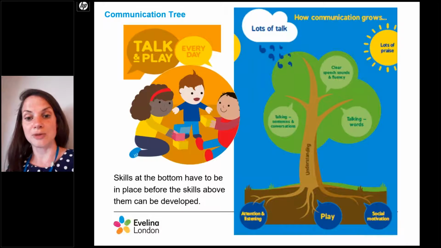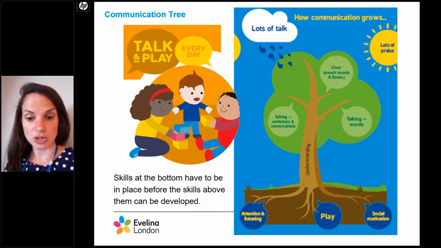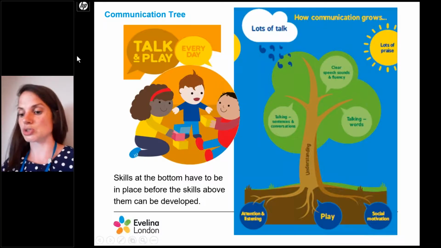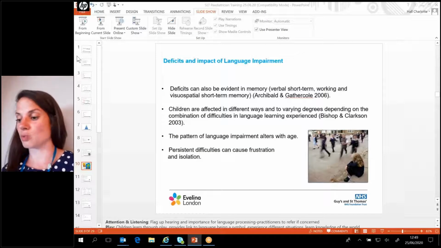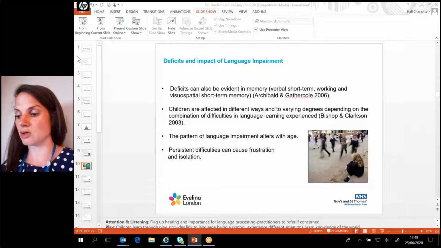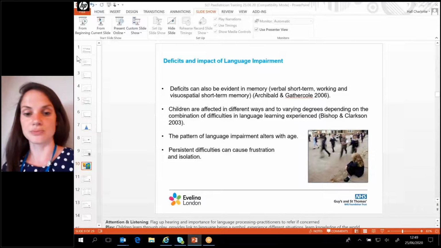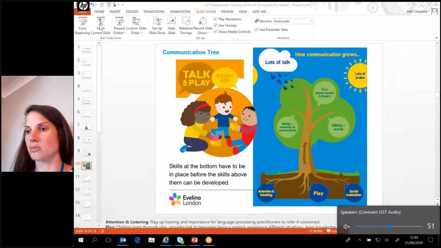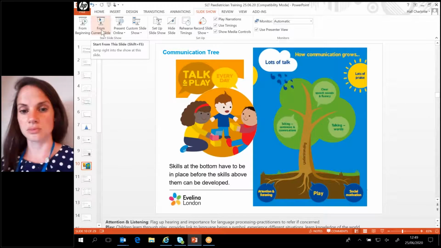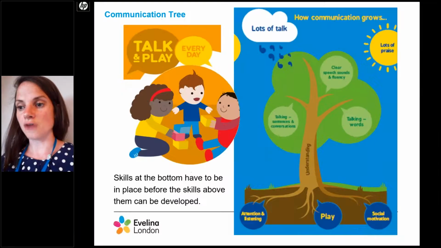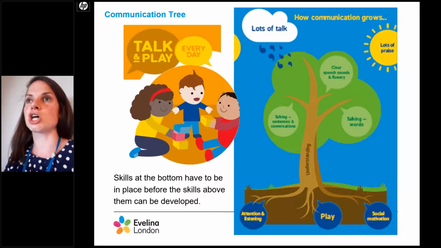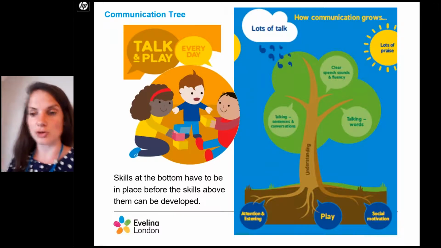Those things all need to happen before the leaves on the tree grow, which is the clear speech sounds, the pronunciation of sounds, and also whether or not a child is speaking fluently without a stammer. So often the things that we see, like the leaves on the tree, whether or not a child is speaking clearly, pronouncing words, that would be what many of our referrals come to us with.